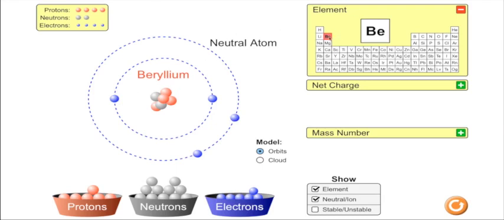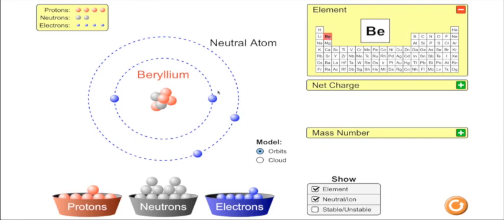This is beryllium. Remember lithium was in group 1 because we had 1 electron in the outermost shell. So now we have 2 electrons in the outermost shell. This is why we are in group 2. And then we still have only 2 electron shells. Therefore, we are still in period 2. This is how you identify where the element will be situated in a periodic table.